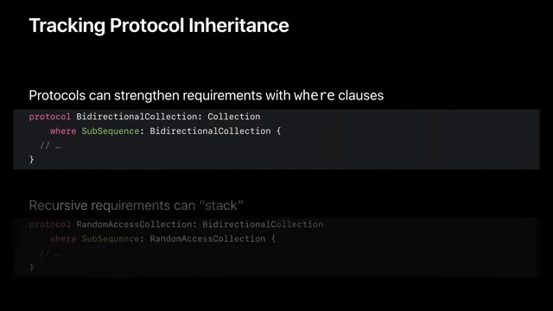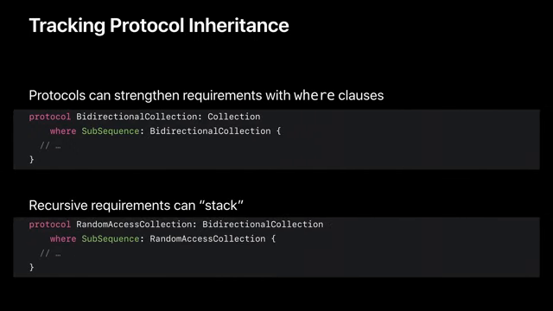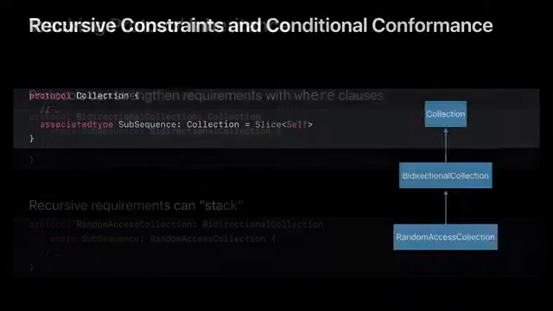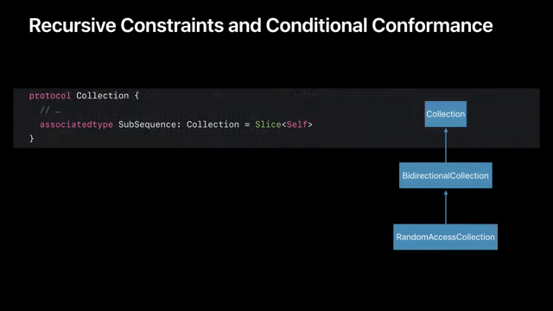We can do the exact same thing for random access collections, such that the subsequence of a random access collection itself conforms to random access collection. Note how the constraints on subsequence follow the enclosing protocol. This might sound a little bit familiar. Both recursive constraints and conditional conformance tend to track the protocol hierarchy like this, and the features support each other.